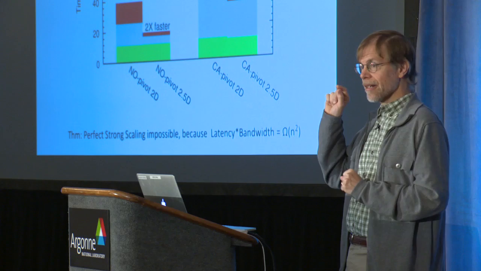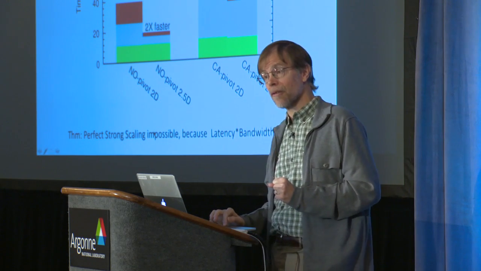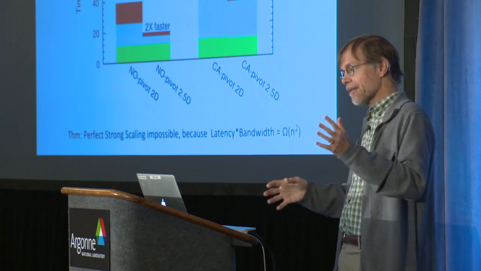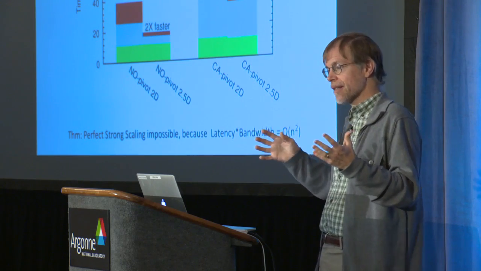So here's a new lower bound that says that perfect strong scaling is impossible for algorithms like Gaussian elimination and QR, because they're more complicated. They have a more complicated dependency structure. You have to work your way down from the top corner to the bottom corner. It's not like matrix multiply where you can do anything in any order.